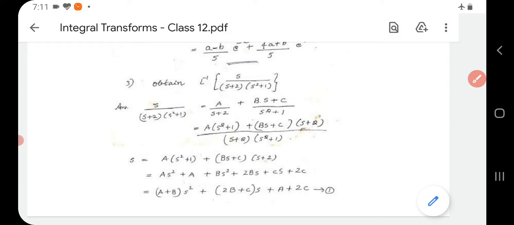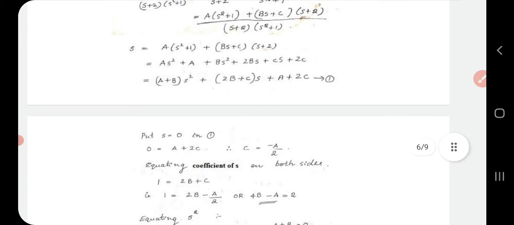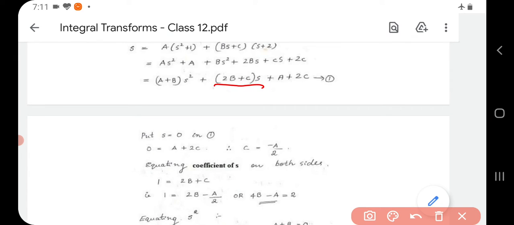that will be equation 1. Now what you do, you just equate the coefficient of s square, that is a plus b equal to 0, because on LHS there is no s square term, so a plus b will be 0. In that way also you can find the value of a, b and c, but here what they have followed is, as before, they have put the value of s equal to 0 in equation 1. Okay, so they got it as 0 equal to a plus 2c. From there they got the value of c as minus a by 2. Then they have equated coefficient of s on both sides, that will be 2b plus c equal to 1.